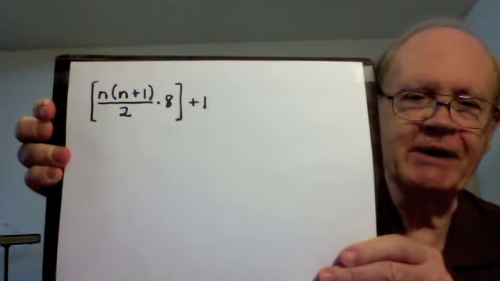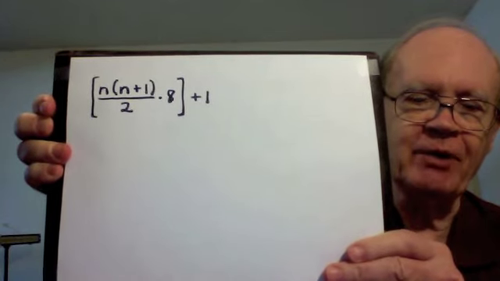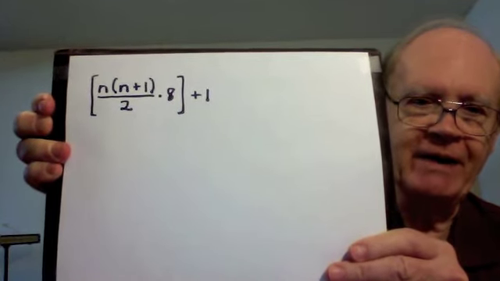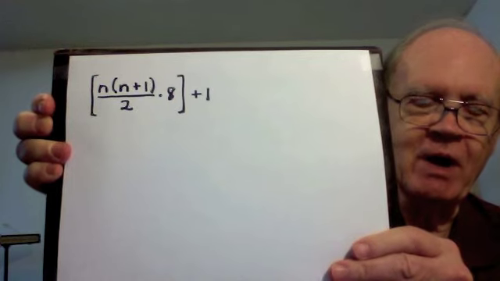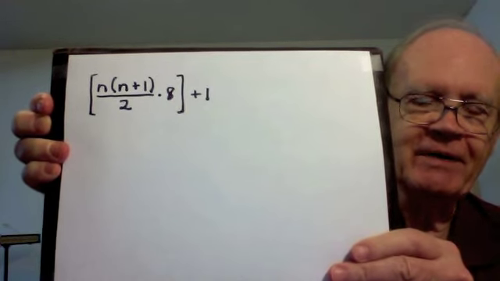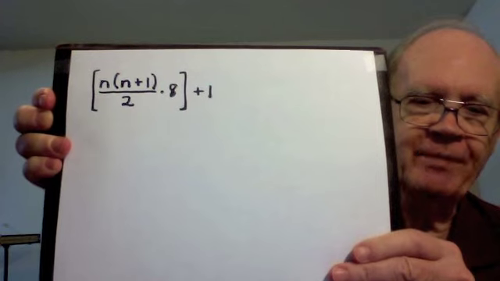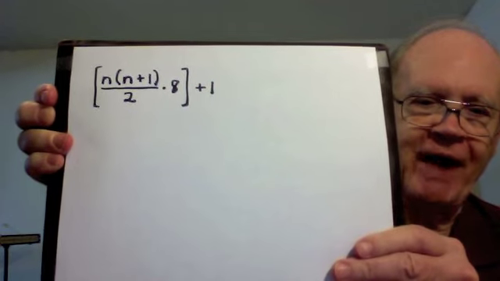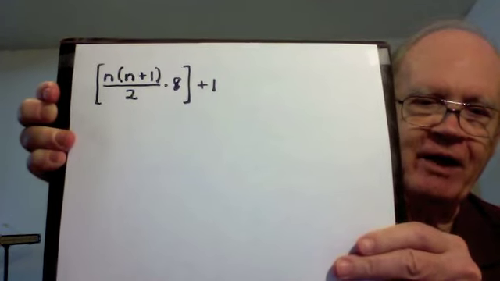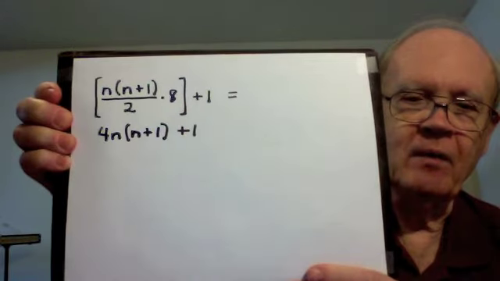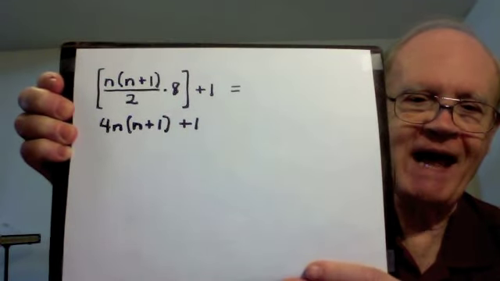Now I said in the challenge that we are to take any triangular number, that's now n times n plus 1 divided by 2, multiply it by 8, and then add 1. And we're supposed to show that that gives the square of an odd number. Well, the rest is algebra.